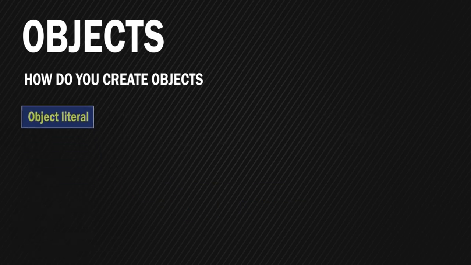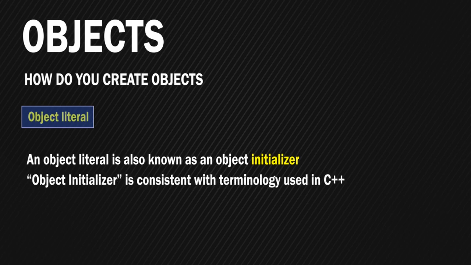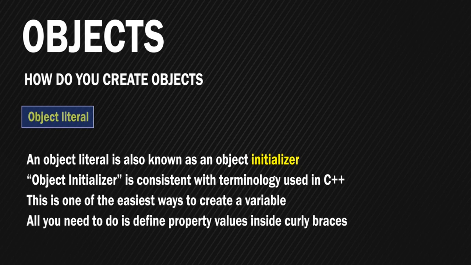An object literal is also known as an object initializer. The reason they call it an initializer is to be consistent with terminology used in other programming languages like C++. And creating an object via an object literal is one of the easiest ways to create a variable in JavaScript. All you need to do is define property values inside curly braces.